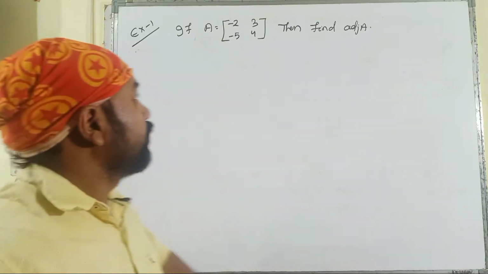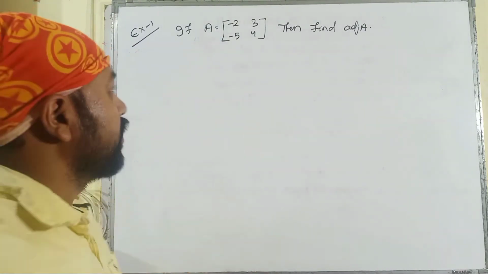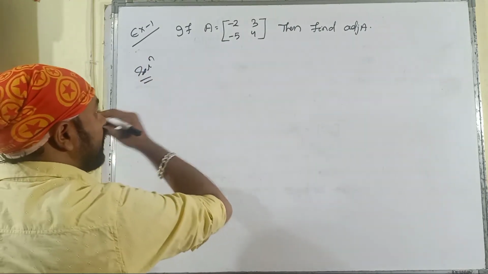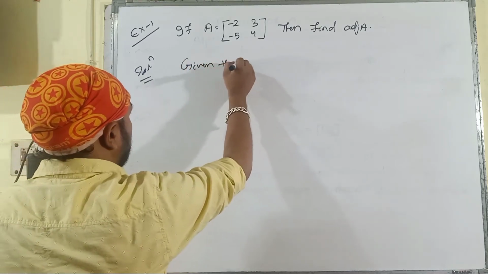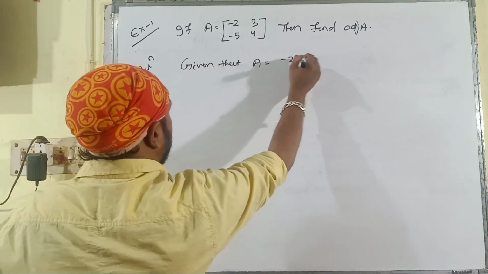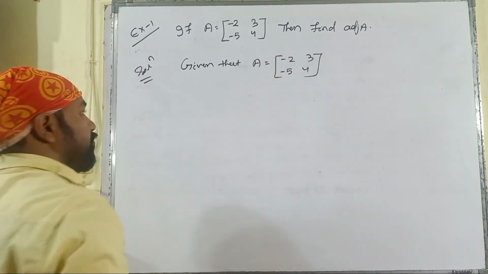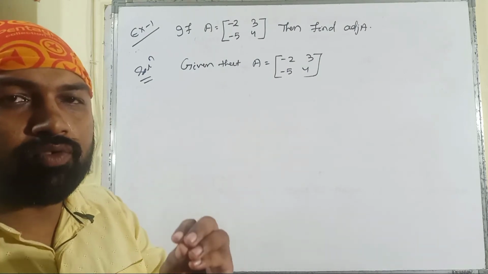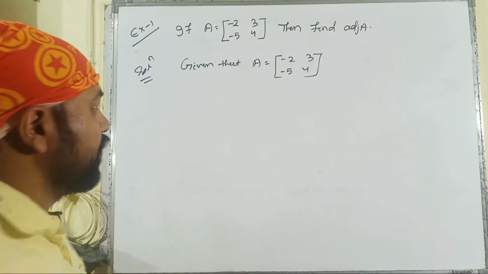So now let us go through the problem number 1, which is based upon the adjoint of a square matrix of order 2. First of all, let us go through the given conditions here. Given that A is a square matrix of order 2, given that A is equal to -2, 3, -5, 4. We have to find out the adjoint of A. Before going to the adjoint of A, first of all, we have to find out the cofactors, that means minors as well as cofactors.